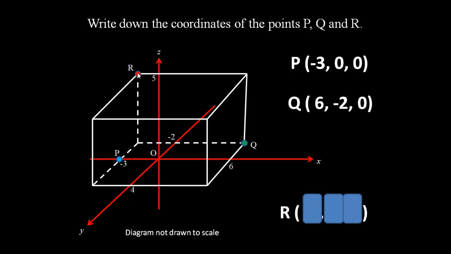What about the point R? From the origin, we'll be going to the point P, which is -3 for x, -2 for y, so 2 units parallel to the y-axis in the negative direction, and then 5 units up parallel to the z-axis. So it'll be -3, -2, 5. Let's have a look at that. -3, -2, 5. Okay? The next question.